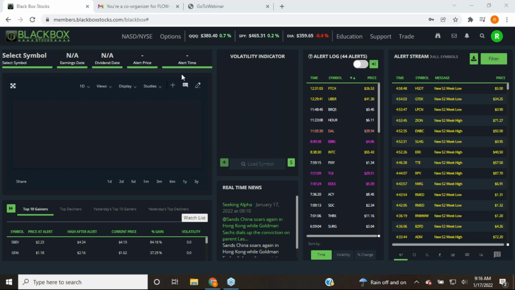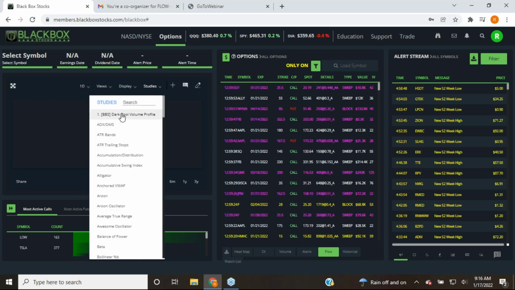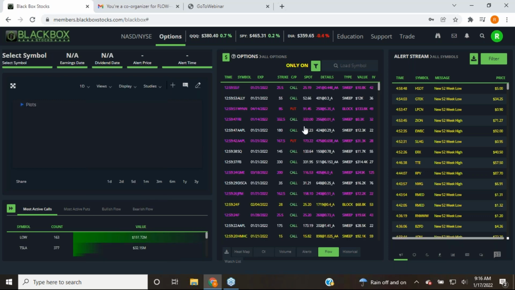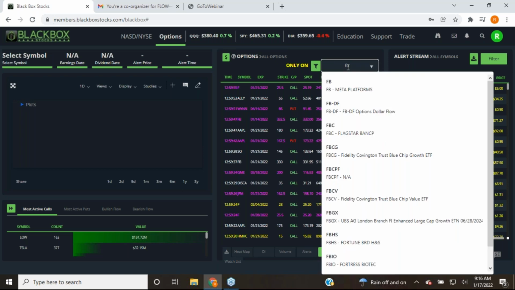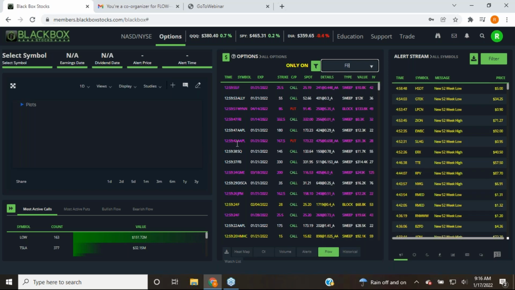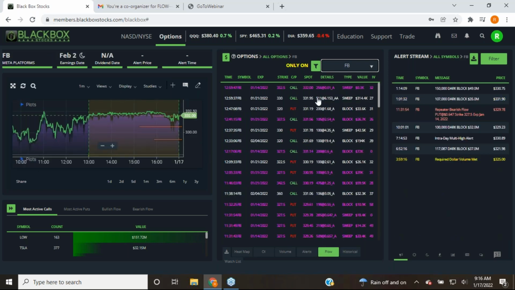I'm gonna show you exactly what I do when I wake up. I wake up, click on that little options deal image again. Immediately click on studies. I want to see dark pool. That's all I want to see. Okay. For the purposes of today, let's do Facebook. Okay, there's Facebook. Chart should populate.